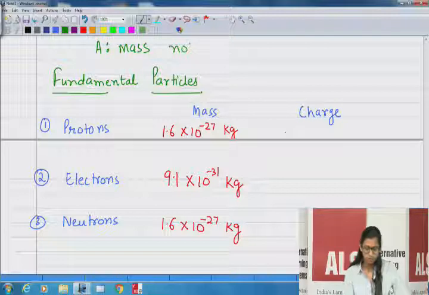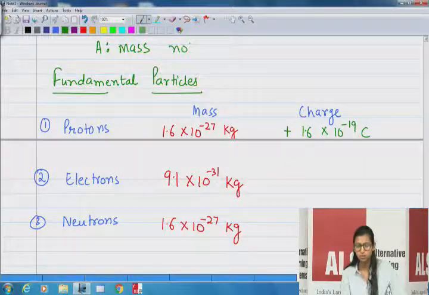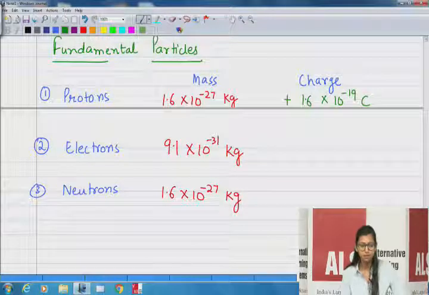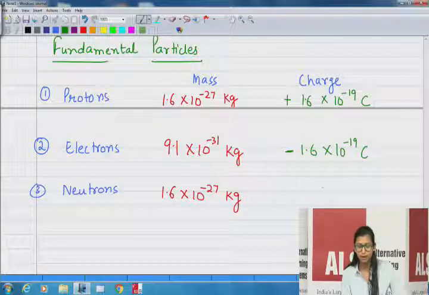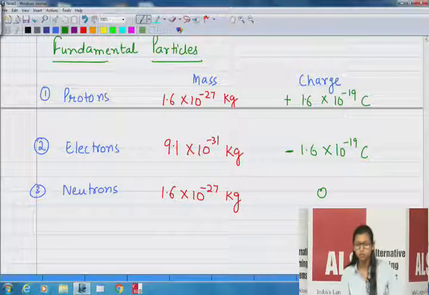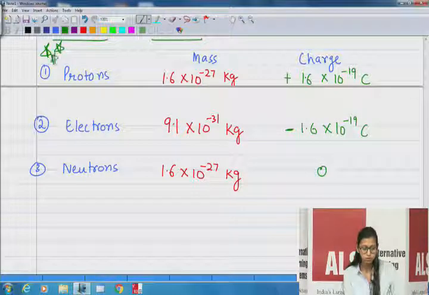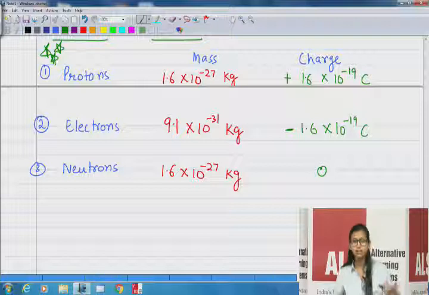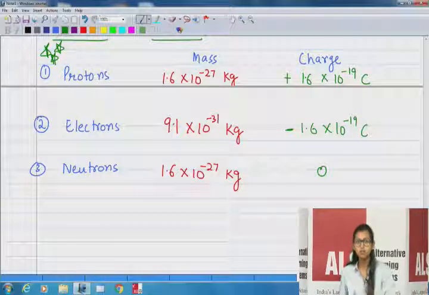I am writing the value as well, so you can also write. It's positive 1.6 × 10^-19 coulomb. This is the unit of charge, so we write it as coulomb, with a capital C. For the electron it is minus 1.6 × 10^-19 coulomb, and here you will simply write 0, no charge. This table is important, everyone. We should remember it. Like in English we say A, B, C, D, these are the A, B, C, D of our chemistry.